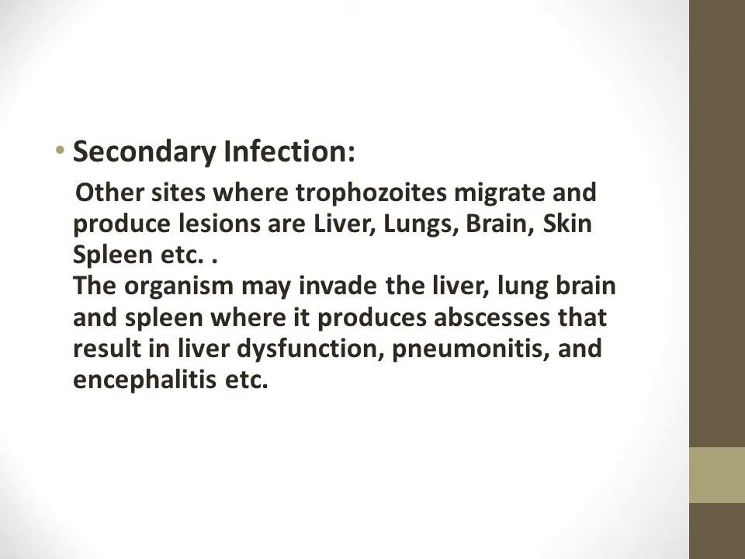The secondary infections are the sites where the trophozoites migrate and produce lesions. These are the liver, lungs, brain, skin and spleen. So the organisms in the liver, lung, brain and spleen produce abscesses, leading to amoebic liver abscesses, pneumonitis and encephalitis.